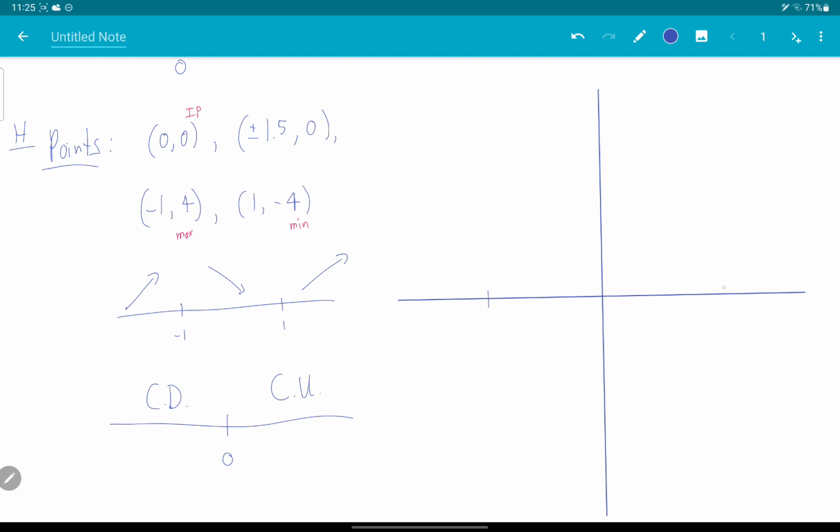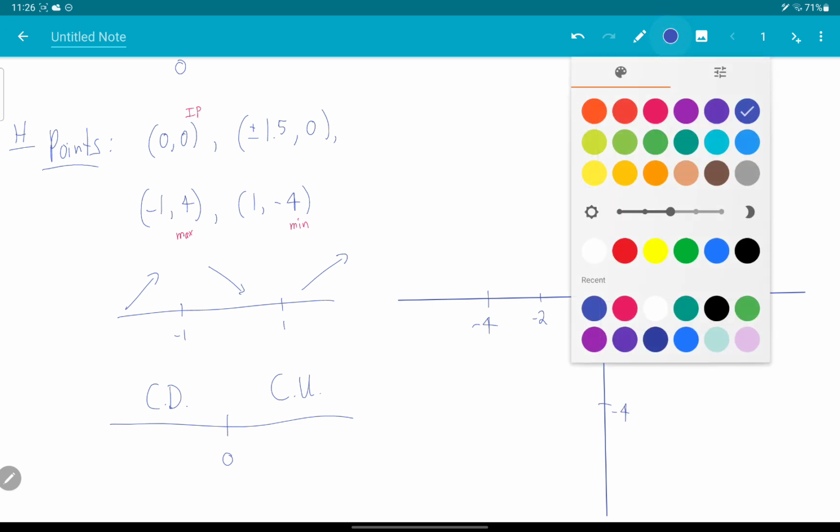4 is a nice number because the human eye can divide things in two pretty well. So I'm pretty good at, if I got 4 here, my eye is pretty good at finding 2. Not perfect, but it's pretty good. And then I'll put my 4 up here, and a 2, and a 4. Minus 4, minus 2.